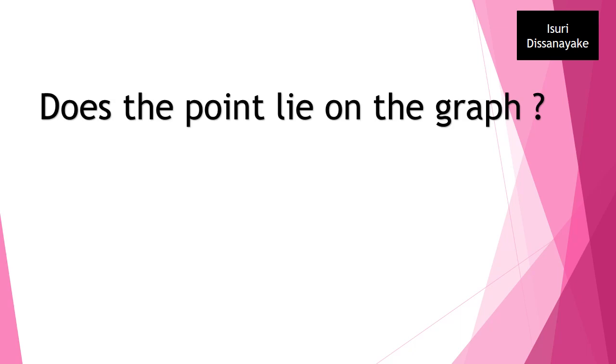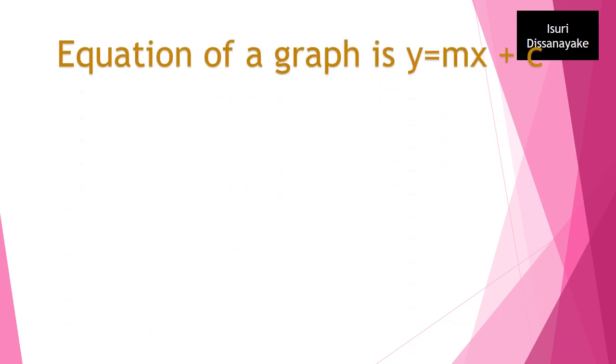So this is presentation 4 in the straight line graphs lesson. In this presentation, we'll be talking about whether a particular point lies on a straight line. So we know that a straight line is always y equals mx plus c. The question is, does the point (3, 1) lie on the graph y equals 2x minus 4?